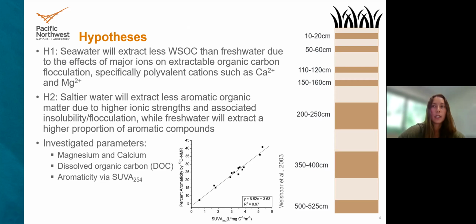The parameters that we looked at were bulk concentrations of magnesium and calcium, as well as concentrations of DOC. And then finally, we looked at aromaticity of the DOC via specific UV absorbance at 254 nanometers, which can be used as a proxy for viewing organic matter aromaticity. As you can see in this graph down below, aromaticity is positively correlated with higher SUVA 254 values.